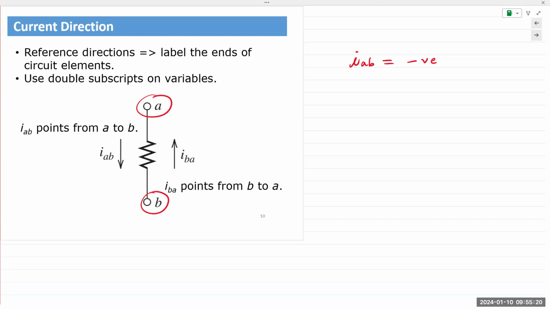So in this case, we have IAB, current going from A to B, and IBA going from B to A. So mathematically, I could write IAB is equal to minus IBA, and vice versa, could also write IBA is equal to minus IAB. All right. Any questions?